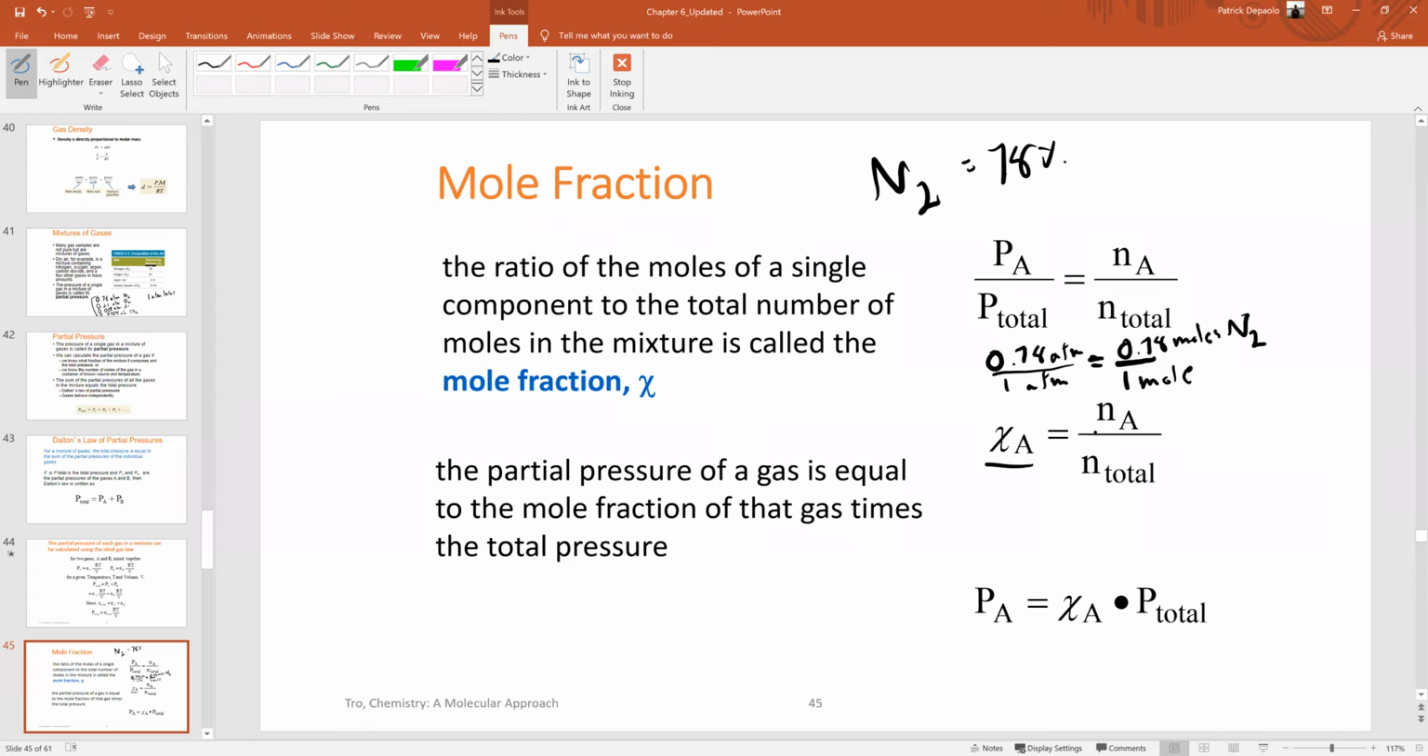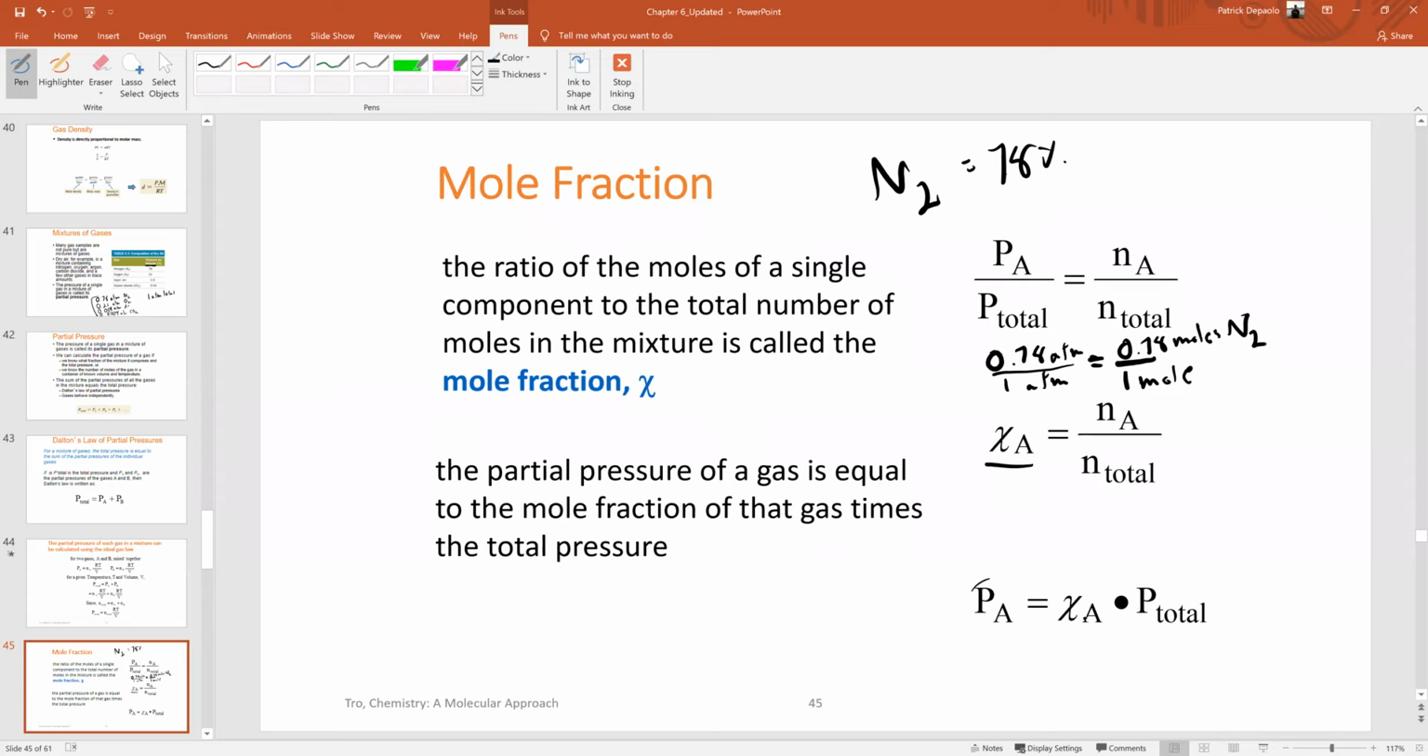So the mole fraction is the number of moles of that specific gas divided by the total moles. And that percentage is equal to the volume percentage and also the pressure percentage. So a lot of these things are equal, so it might get confusing. Another way you can write this is the mole fraction percentage times the total pressure equals the partial pressure for that gas.